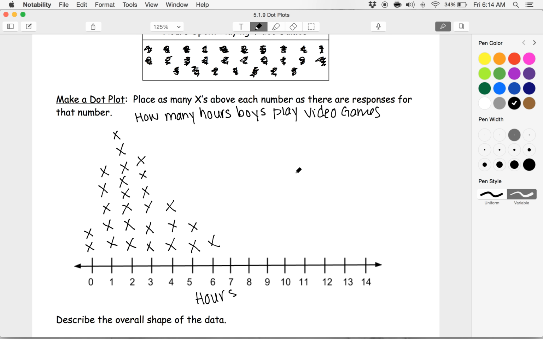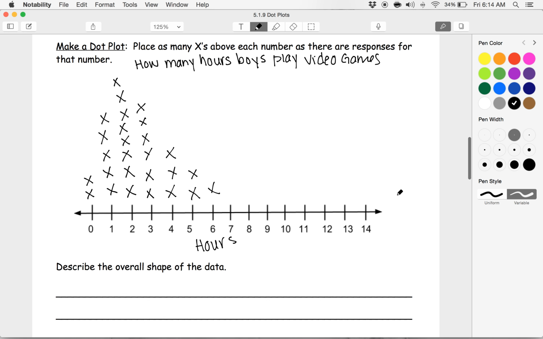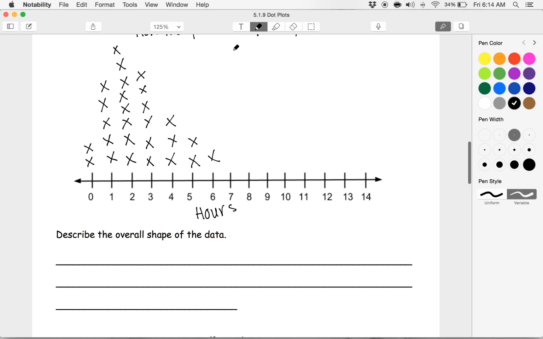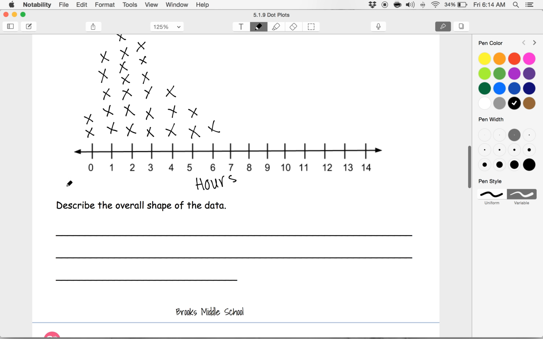So now that we have this, we're going to talk about what's its overall shape. So see how I have everything on this side and then there's this big empty space to the right? We would call this skewed right. You're always looking for where the empty space is. Big empty space on the right, so I'm going to write this as skewed to the right.